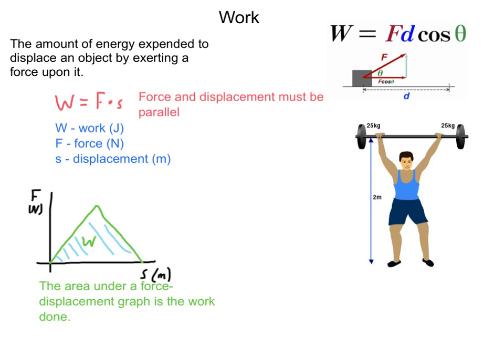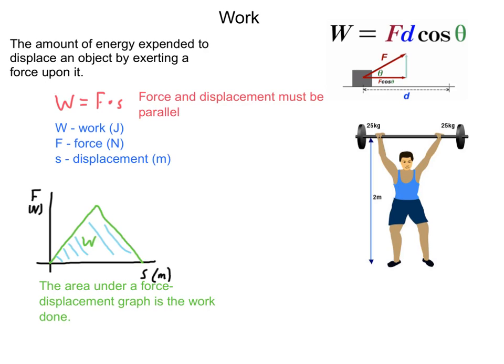Note that we have to displace an object. The equation: work equals force times displacement, where the force and the displacement must be parallel. So be careful of that. If there was an angle between the force and the displacement, we'd have to throw in this cosine theta, and we're not doing that just yet.